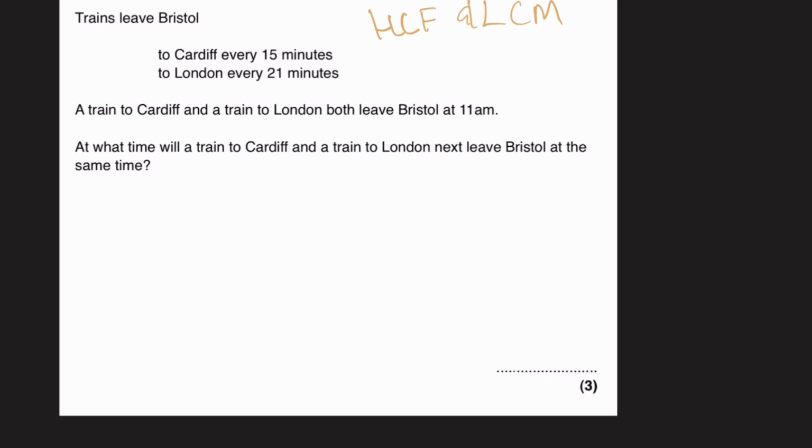Trains leave Bristol to Cardiff every 15 minutes, and to London every 21 minutes. A train to Cardiff and a train to London both leave Bristol at 11 a.m. At what time will a train to Cardiff and a train to London next leave Bristol at the same time? So the first thing we have to identify is, is this a HCF or LCM question?